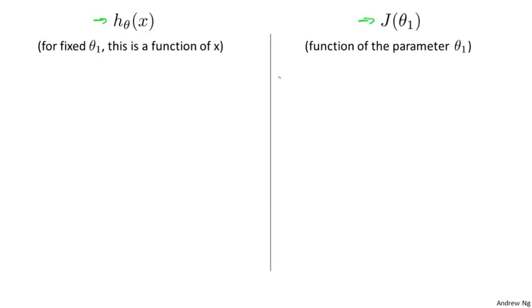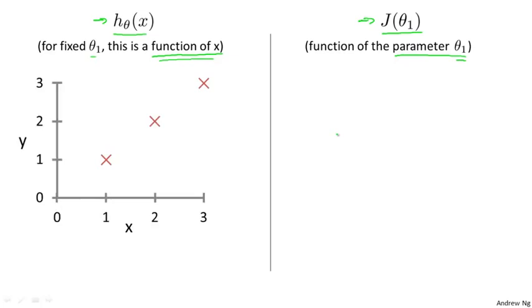So notice that the hypothesis h of x, for a fixed value of theta 1, is a function of x. So the hypothesis is a function of the size of the house x. In contrast, the cost function j is a function of the parameter theta 1, which controls the slope of your straight line. Let's plot these functions and try to understand them both better. Let's start with the hypothesis. On the left, let's say here's my training set with 3 points at 1, 1, 2, 2, and 3, 3.